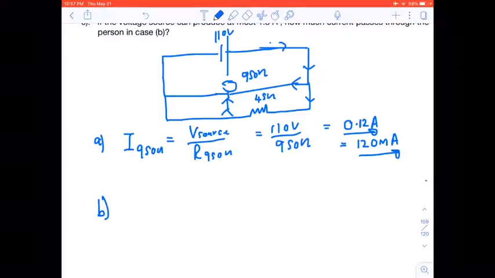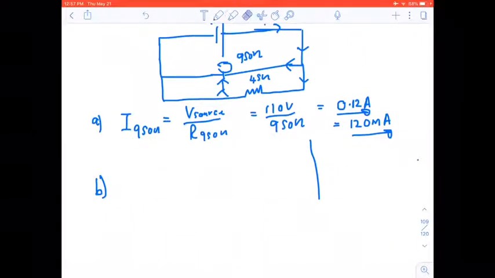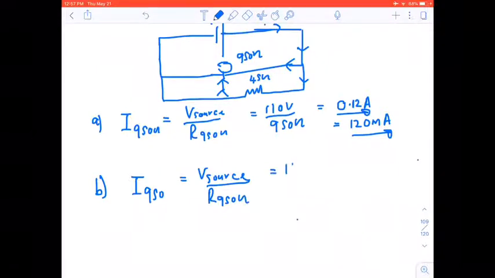So we know that in this circuit, when we have parallel connections, the voltage is the same, and they are actually current dividers. But here, if we want to know the current through the 950 ohm, it will still be V of the source upon R, 950 ohms, which means still 110 volts all upon 950 ohms, which would still be 0.12 amps.